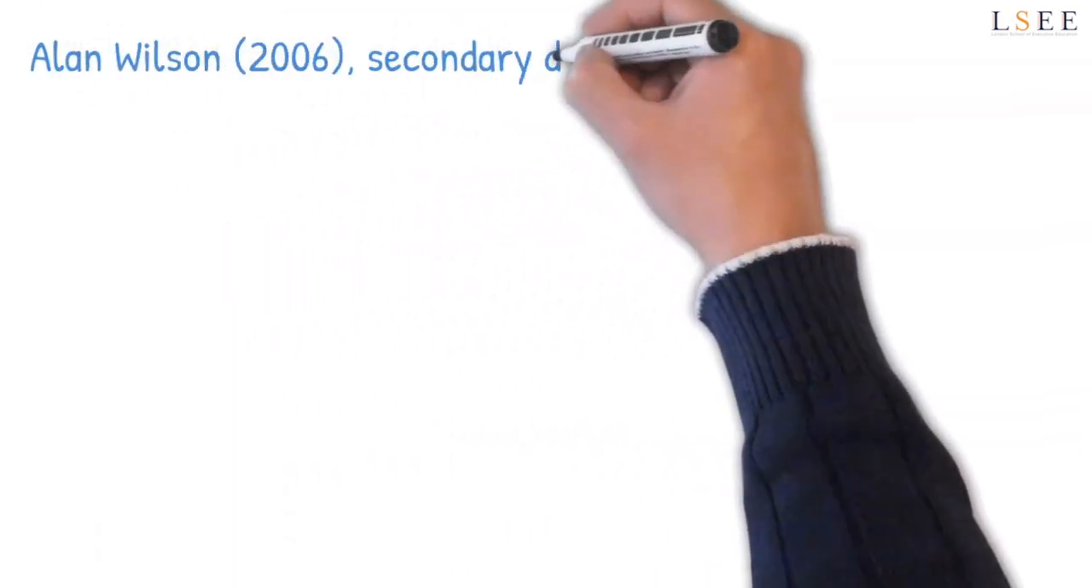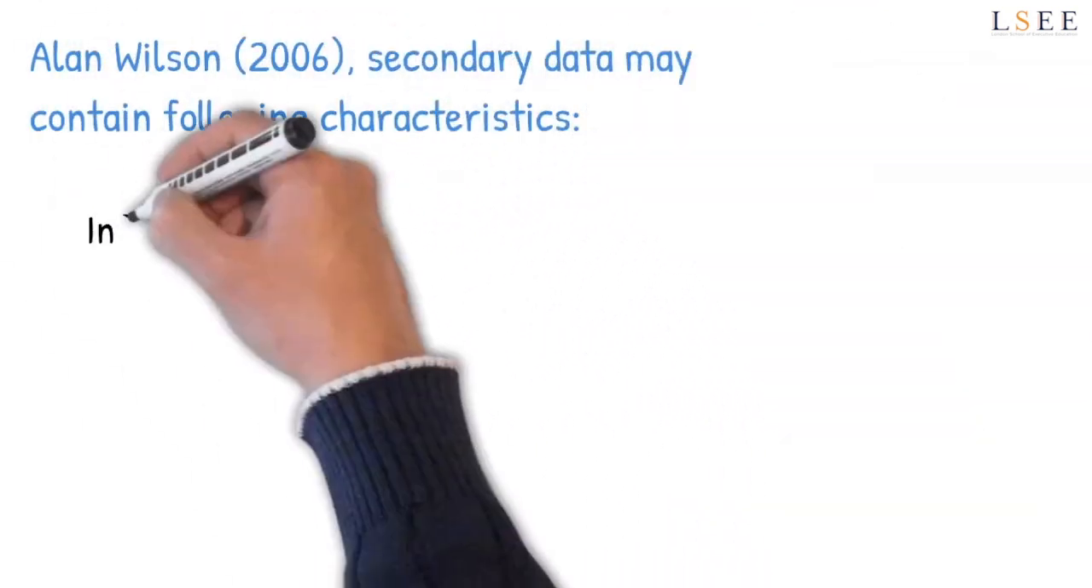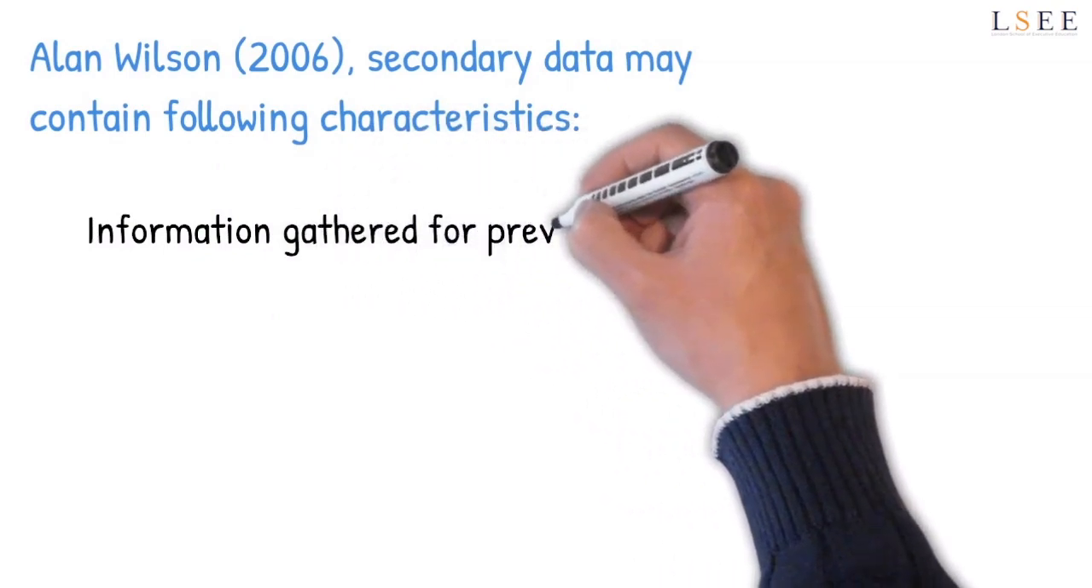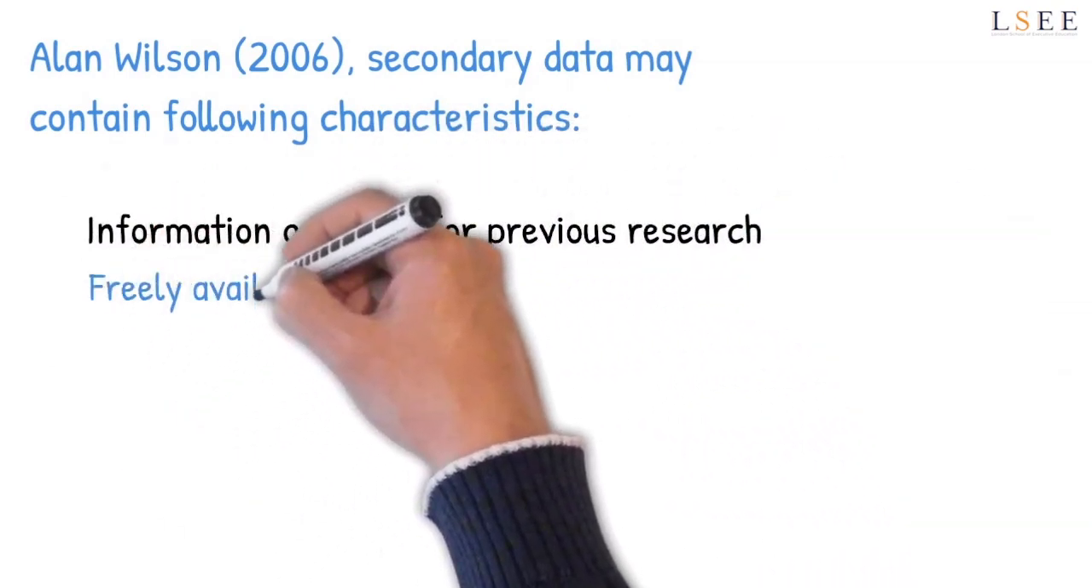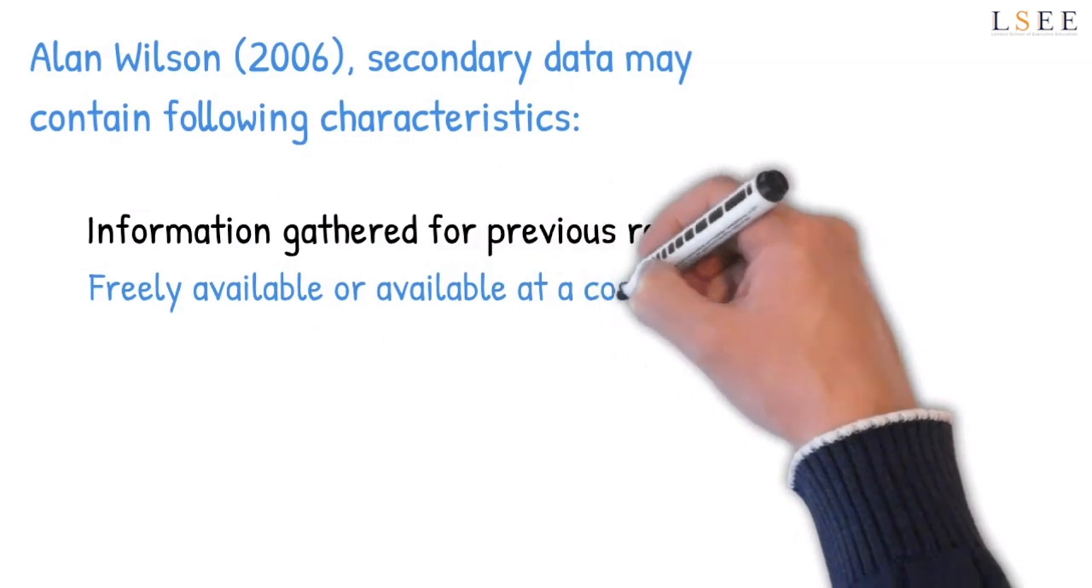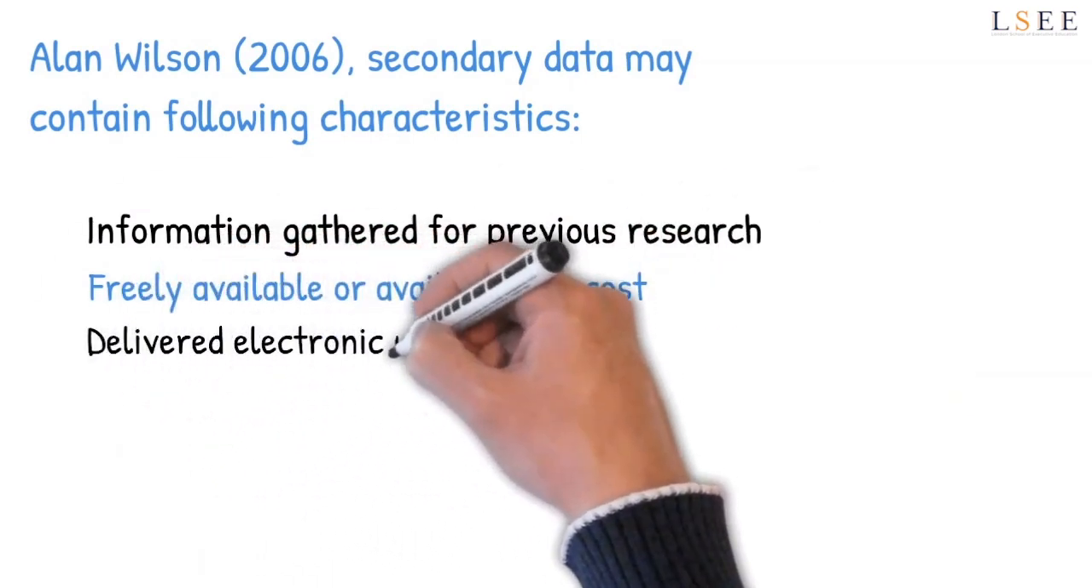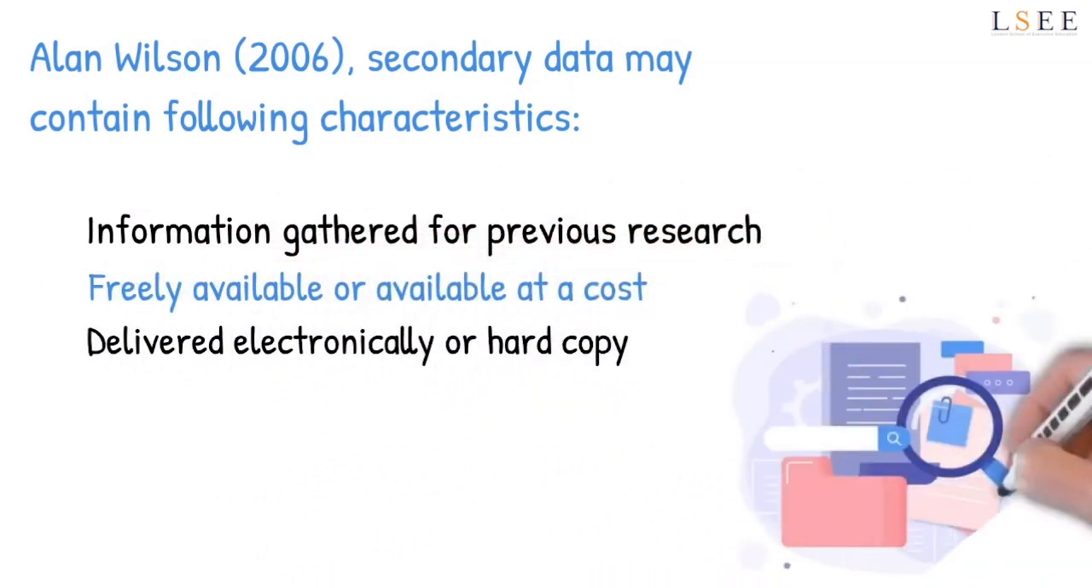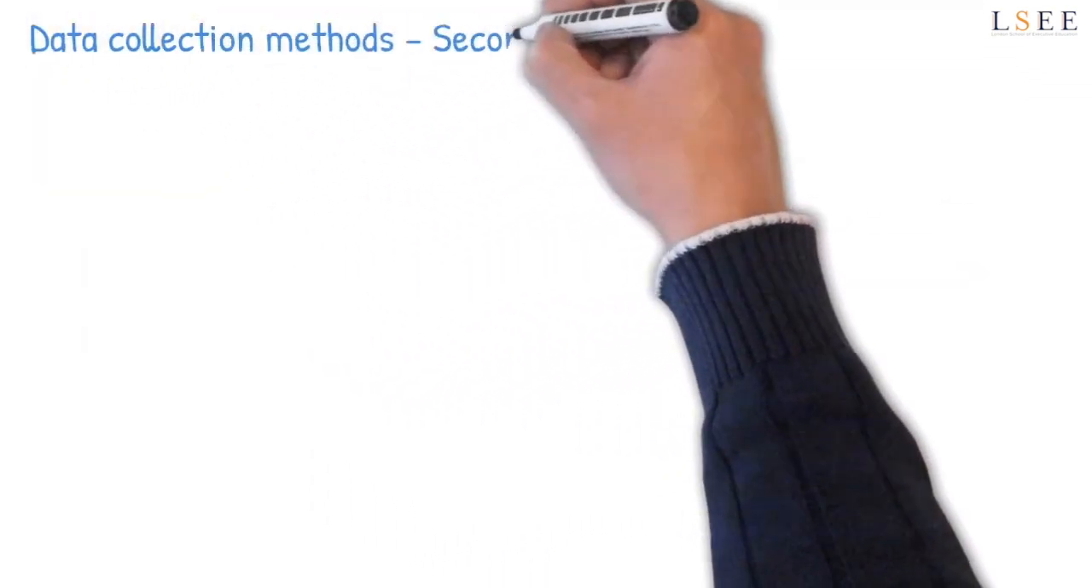Alan Wilson, 2006. Secondary data may contain the following characteristics. Information gathered for previous research. Freely available or available at a cost. Delivered electronically or hard copy. Data collection methods, secondary data collection methods.